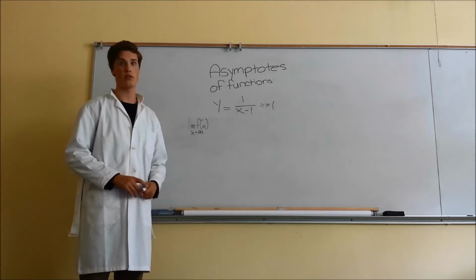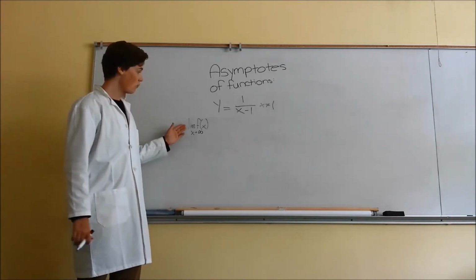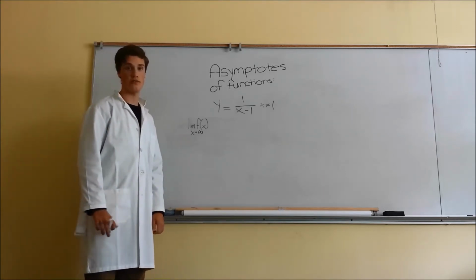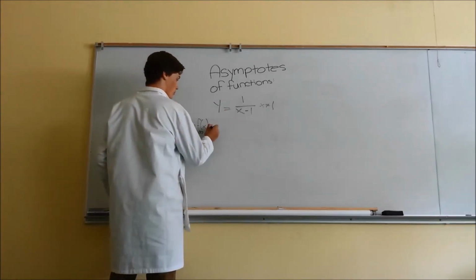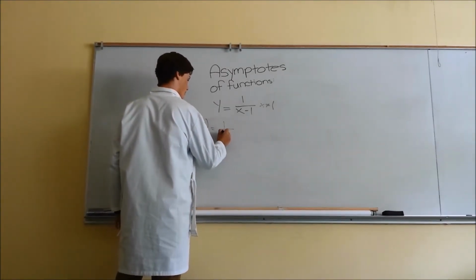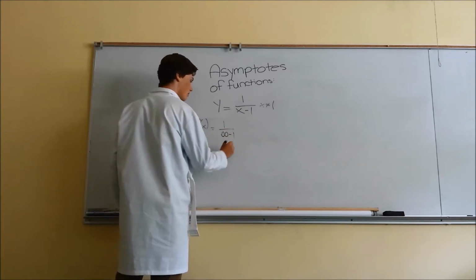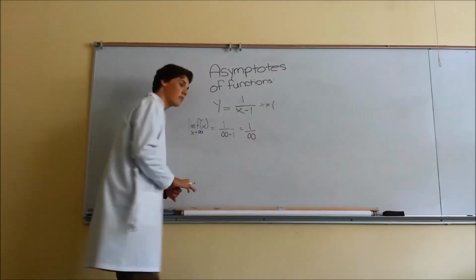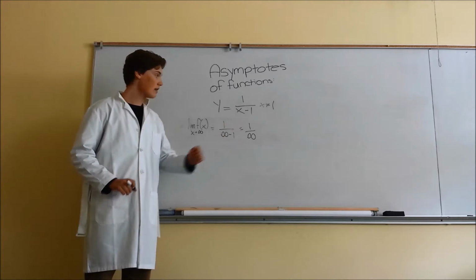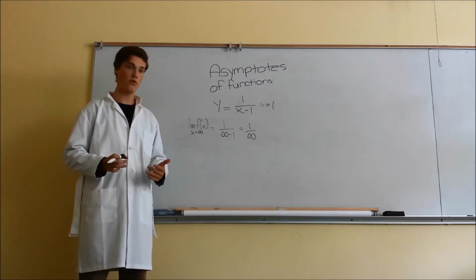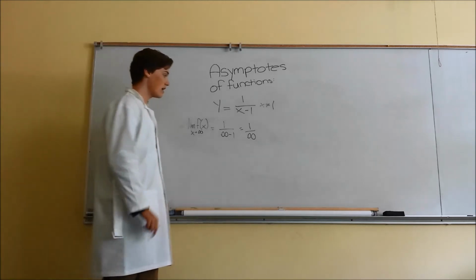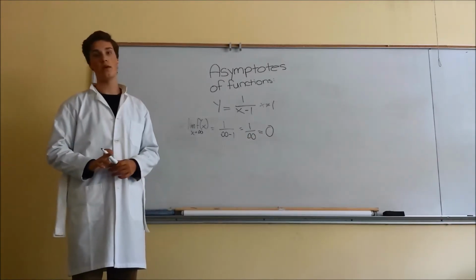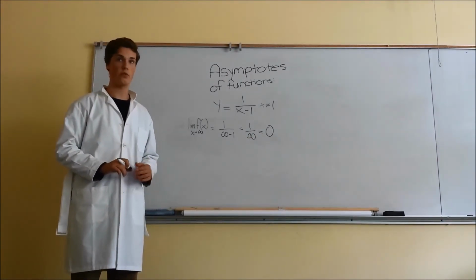Next, we have to check for horizontal asymptotes. So, we take the limit of f of x as x approaches infinity, which would be equal to 1 over infinity minus 1, or 1 over infinity. Now, we say that any number divided by infinity is equal to 0. Therefore, the limit of f of x as x approaches infinity is 0. That means that we have a horizontal asymptote as x approaches infinity.